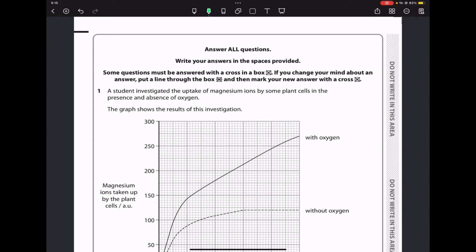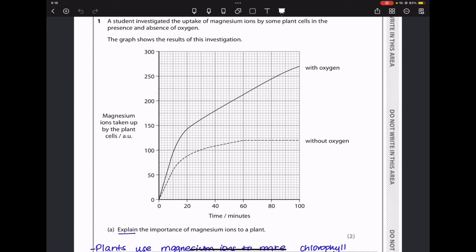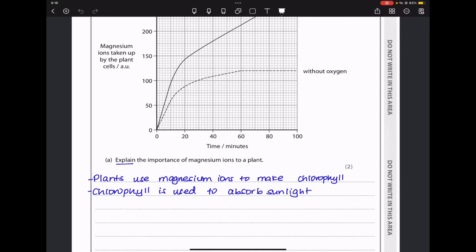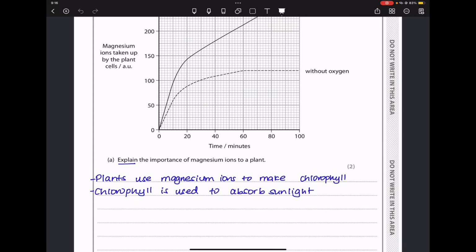Question 1 says, a student investigated the uptake of magnesium ions by some plant cells in the presence and absence of oxygen. The graph shows the results of this investigation. So on the horizontal axis we see time, and on the vertical axis we see the magnesium ions taken up by the plant. So without oxygen there is less magnesium ions taken up, while with oxygen there is more magnesium ions taken up. So maybe that means the process of taking up these magnesium ions requires oxygen, and therefore it's going to be aerobic. So they say, explain the importance of magnesium ions to a plant.